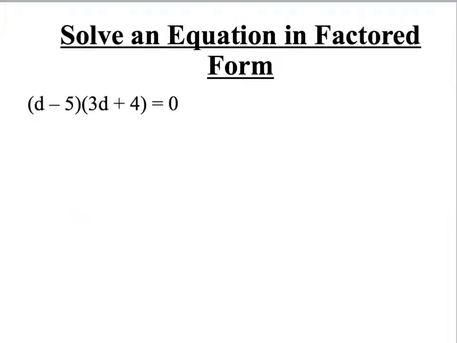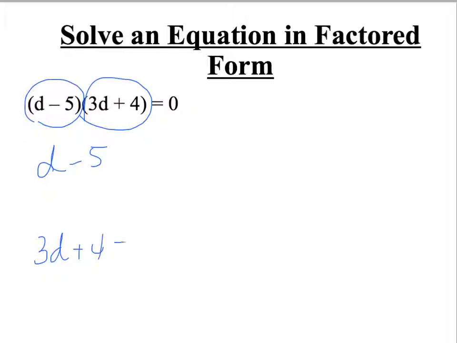Okay, so solving equations in factored form. The first step is we want it to be equal to 0, and we see that here it already is equal to 0. So now I'm going to break apart each term. I have d minus 5, which is equal to 0. And then I also have 3d plus 4, which is equal to 0. I'm just breaking apart each part and setting it equal to 0.